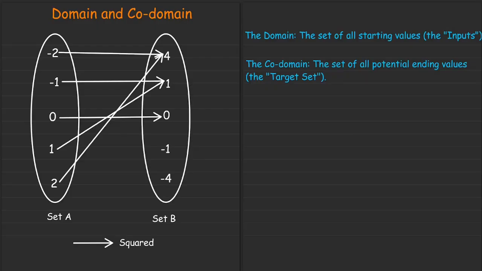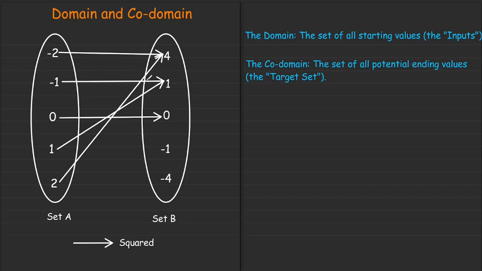On the other hand, the codomain is the set of all the potential values, ending values. In this case, that is all we have in our set B. So 4 is part of the codomain, 1 is part of the codomain, 0 is part of the codomain, -1 and -4, they are all part of the codomain because they are the possible or potential targets. Sometimes it is called the output or the target set, and the domain is actually the input.